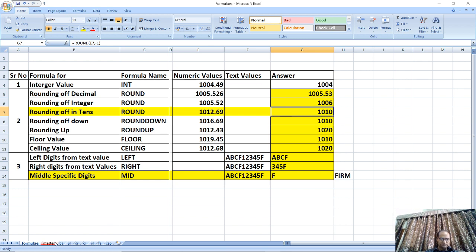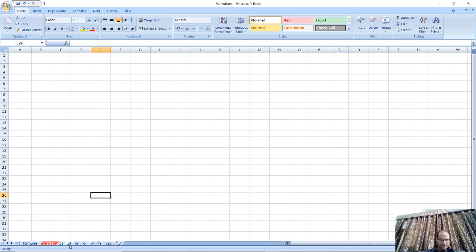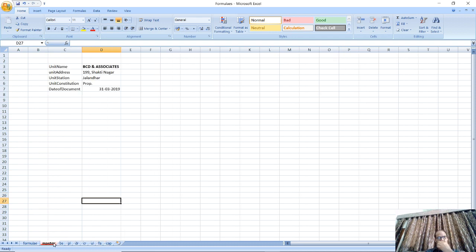So let us say there is another way. Always we are going to prepare a balance sheet, but one should have the habit of making the master sheet before preparing the balance sheet. We have BS for balance sheet, P&L for profit and loss, DR data, CR creditor, UL unsecured loans, fixed assets and capital. But we should always use another sheet which is known as master, wherein we should write the name of the unit whose balance sheet we are going to prepare, its address and station and the constitution, and of course the date of the document.